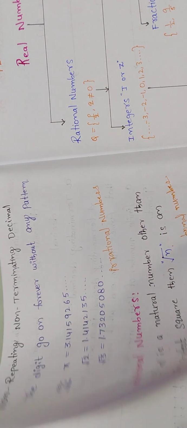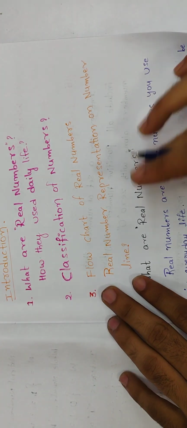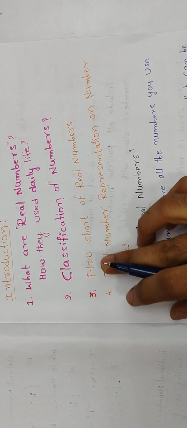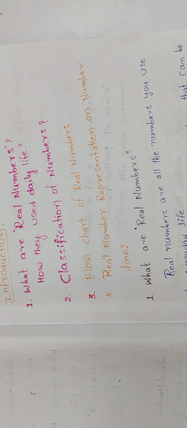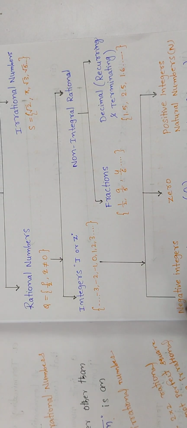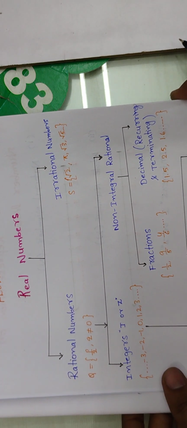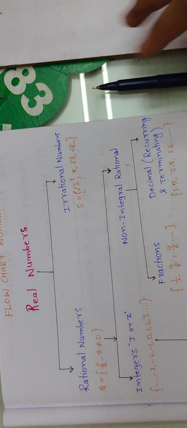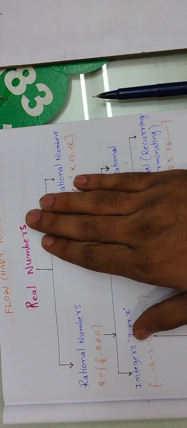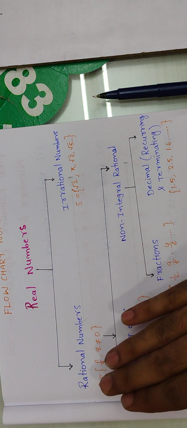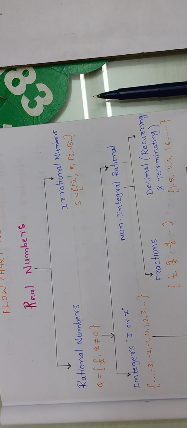What is the next topic after classification of numbers? What is the next topic? Flow chart of real numbers. Okay, now look at the flow chart of real numbers here. Real numbers: first, in real numbers we classify rational numbers and irrational numbers.